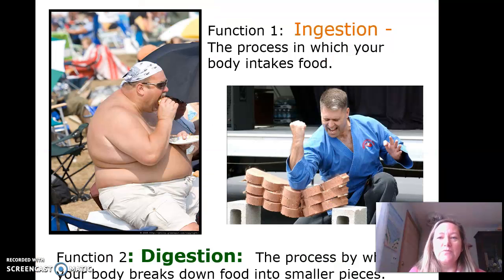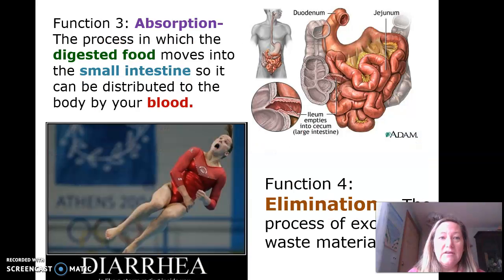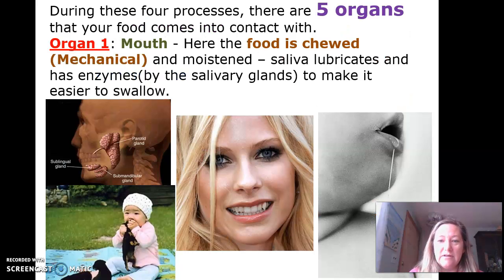Function 1 is ingestion, the process in which your body takes in food. Function 2 is digestion, the process in which your body breaks down food into pieces. Function 3 is absorption, and that's where the small intestine mainly does all the absorption via the blood, the red blood cells. That's where all the food is absorbed. And function 4 is elimination, the process of excreting waste materials.